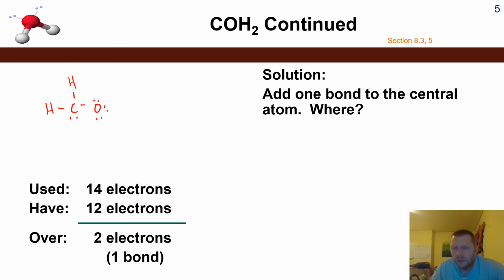Each of those hydrogens is good, so we don't really want to mess with that. Our hydrogen to carbon, those are both fine. But what if we put a double bond between carbon and oxygen? That hydrogen is still good. That's still seeing 2 electrons. That hydrogen, or both of our hydrogens, are seeing a total of 2 electrons.